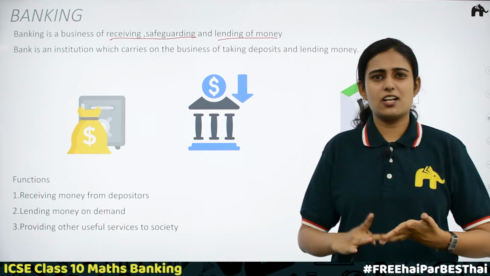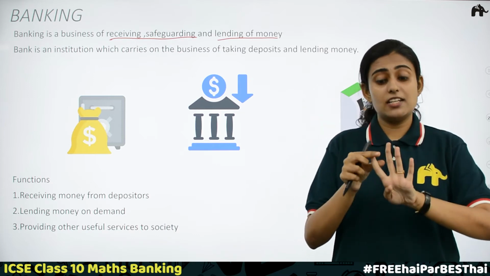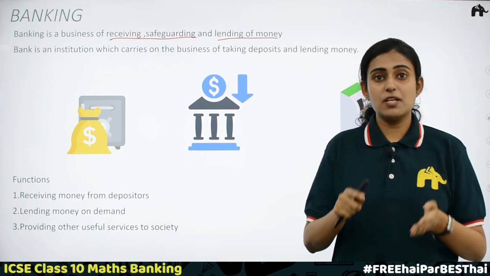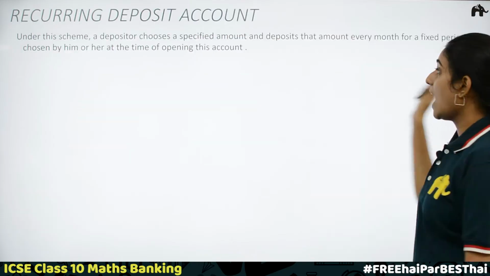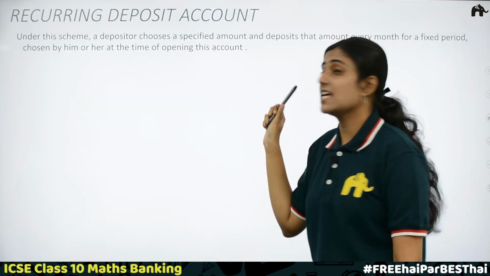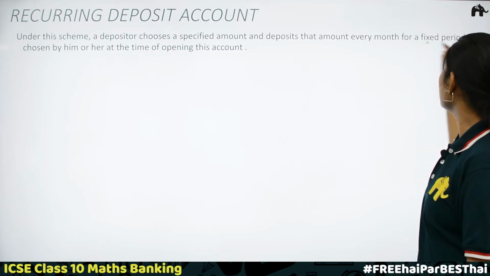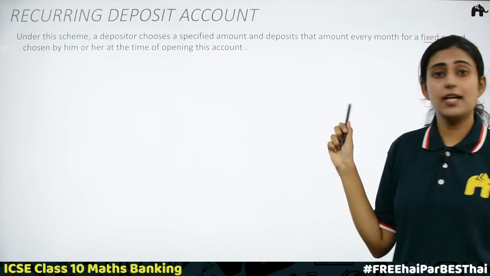Third is the current account. Current account is mainly for business transactions. And the fourth is the RD account, the recurring deposit account. In this chapter, we are confining our studies to the RD account. Let's see what RD accounts are. Under the scheme, a depositor chooses a specified amount and deposits that amount every month for a fixed period chosen by him or her at the time of opening this account.